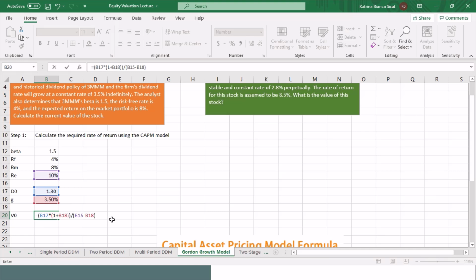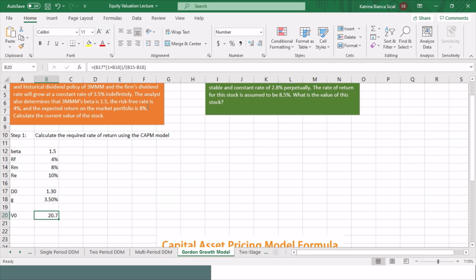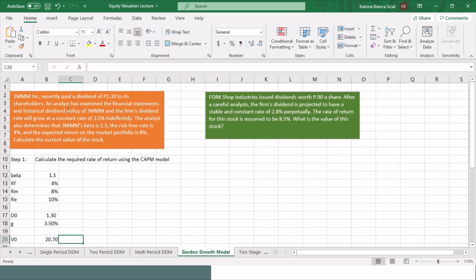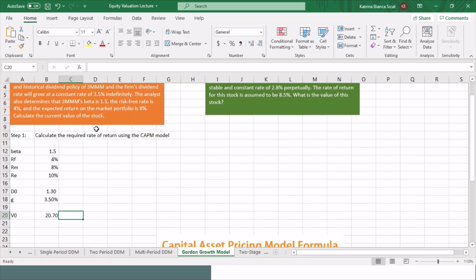Okay, tingnan natin kung tama. Kasi kanina nilagyan ko pa ng extra parenthesis eh. Okay, so tama naman. 20.70. Ayan. So, that's the correct answer. 20.7 ang intrinsic value of this particular problem.